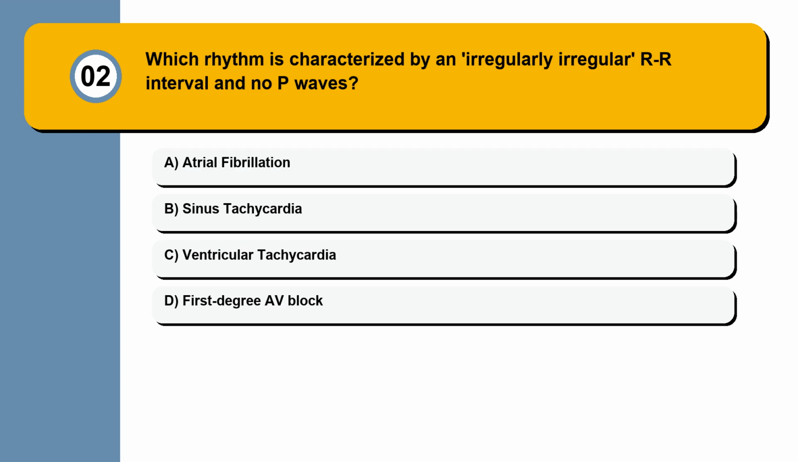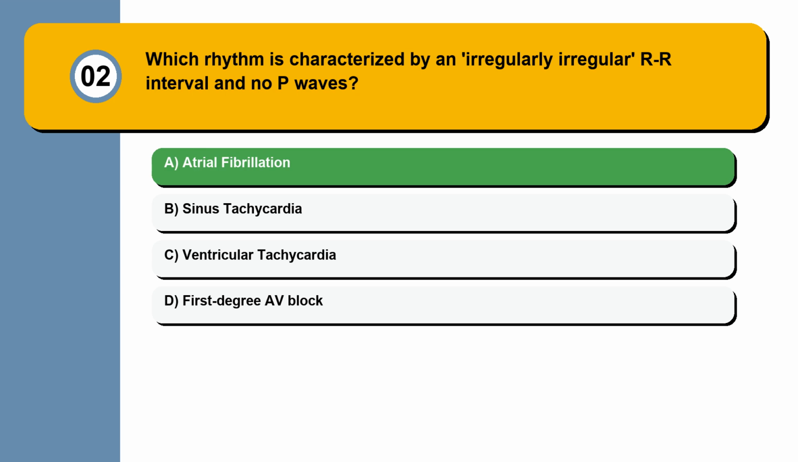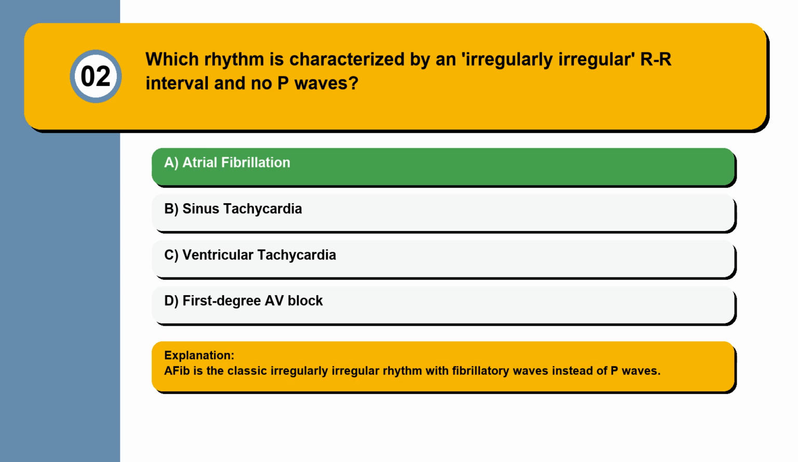Question 2. Which rhythm is characterized by an irregularly irregular RR interval and no P waves? Atrial fibrillation, sinus tachycardia, ventricular tachycardia, first degree AV block. AFib is the classic irregularly irregular rhythm with fibrillatory waves instead of P waves.